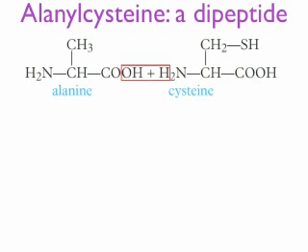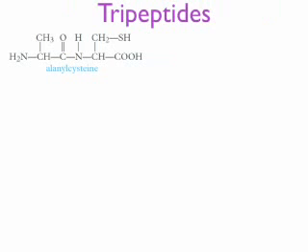Now alanyl cysteine as a dipeptide still has a COOH on the right and an amine all the way over on the left, so there's no reason why this couldn't condense further with another amino acid to form a tripeptide, and this is exactly what happens. We call these end functional groups, the carboxylic acid and the amine groups, terminal groups.